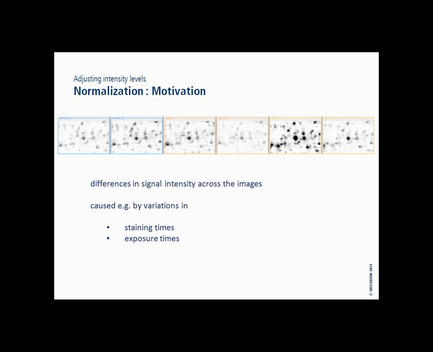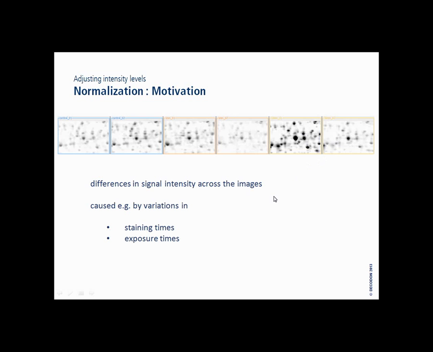So now what is normalization and why is it necessary? Imagine you have these 6 images here, and you can see that the first, maybe 4, have a lower intensity compared to the last 2 images. That means the last 2 might have been stained longer, or the exposure time in the camera or on the scanner, or the intensity of the light source might have been stronger. So they have just been measured more intensively. That doesn't mean that the protein expression is higher in general.